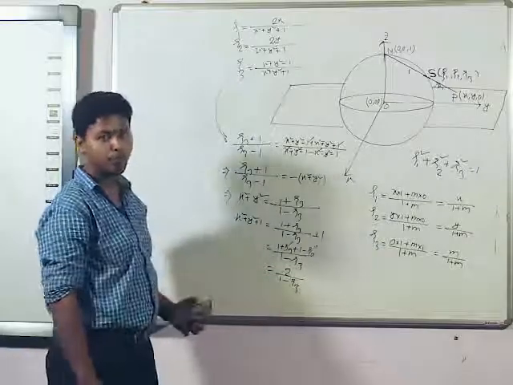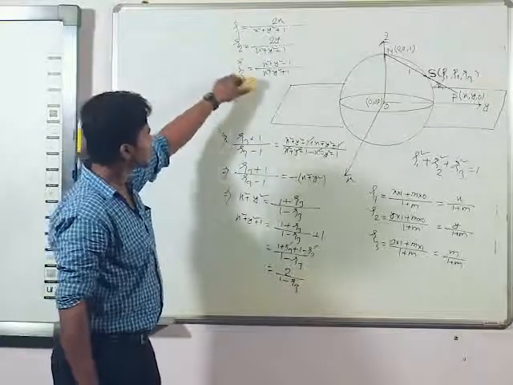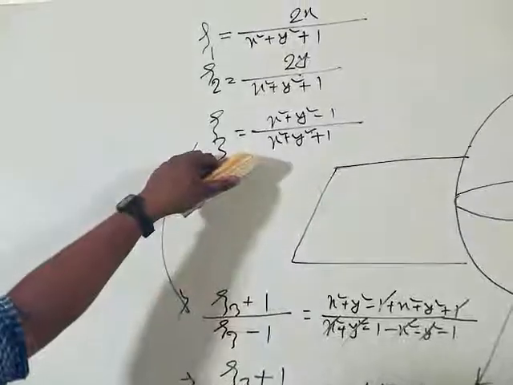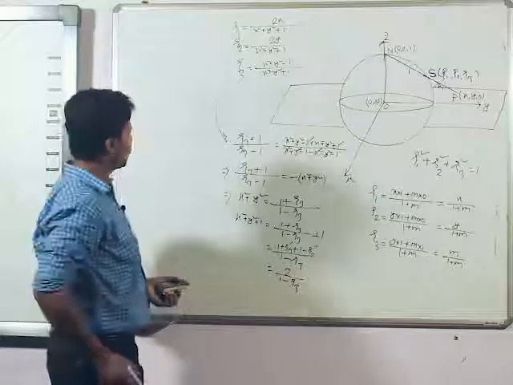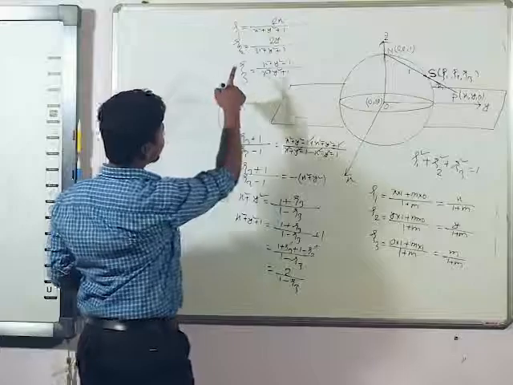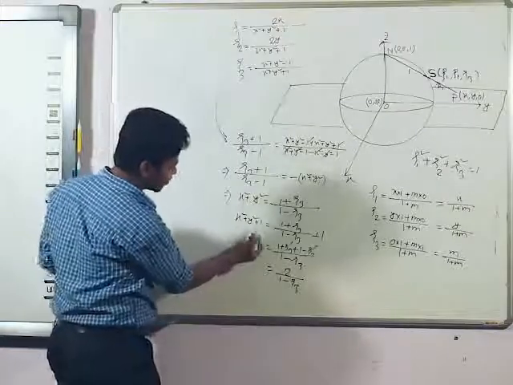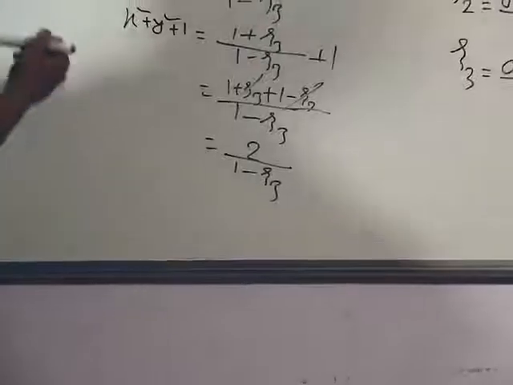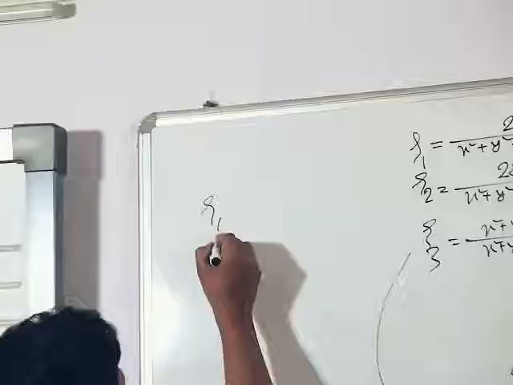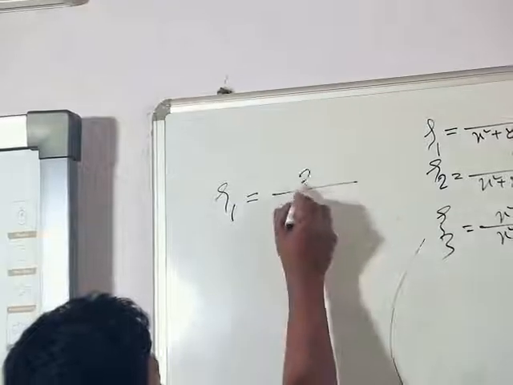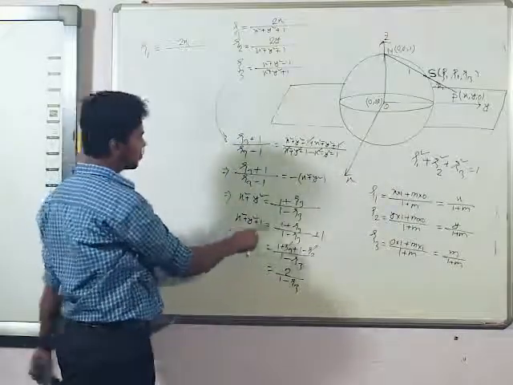Now we put the value of x square plus y square plus 1, 2 by 1 minus xi3. How? Xi1 equal to 2x by x square plus y square plus 1. X square plus y square plus 1 equal to 2 by 1 minus xi3. That is xi1 equal to 2x by 2 by 1 minus xi3, the values of x square plus y square plus 1.